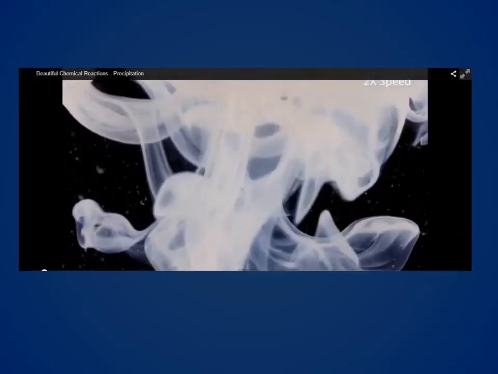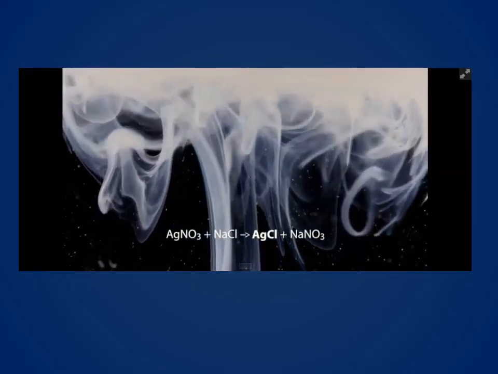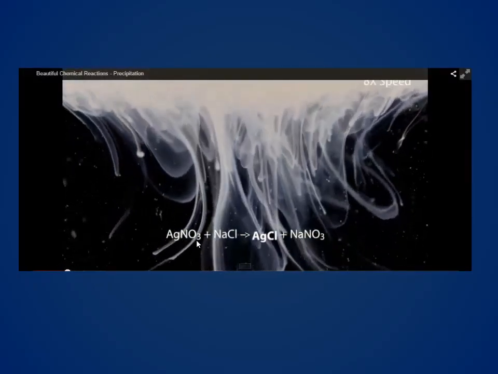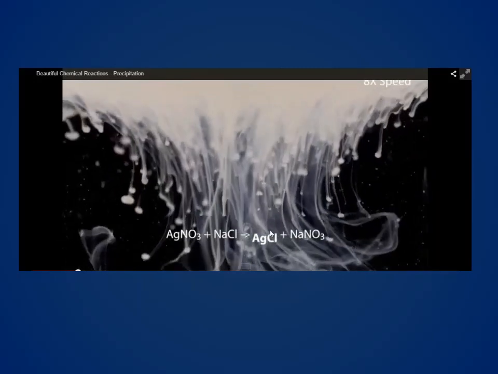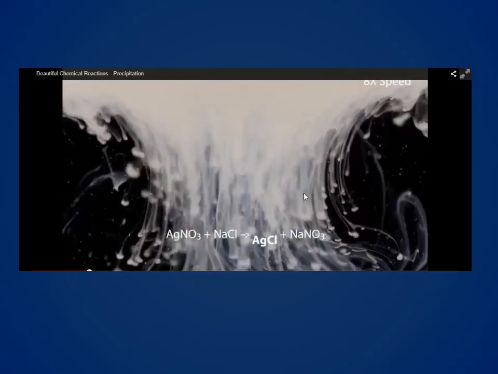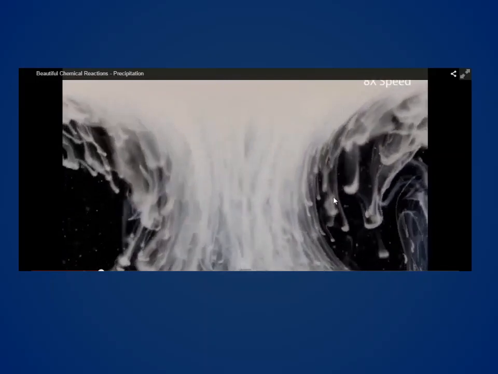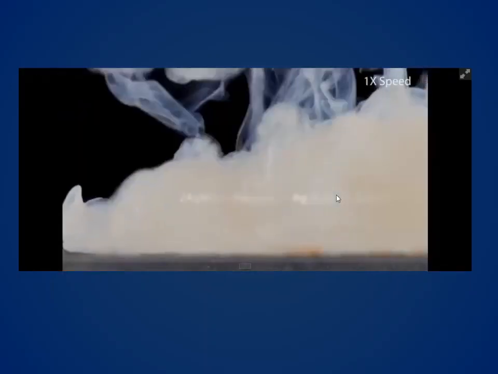Just to get you in the mood for this, we're going to look at a couple of reactions from beautifulchemistry.net. Here's an example of silver nitrate and sodium chloride making silver chloride. Notice it's written down below as precipitating. That's the white stuff you're seeing. Sodium nitrate is still in the solution, as well as the excess silver ion and chloride ion.